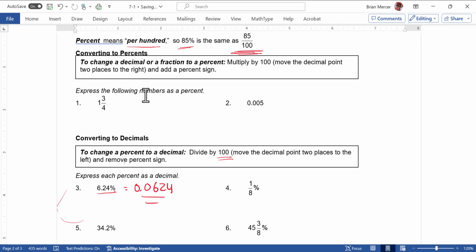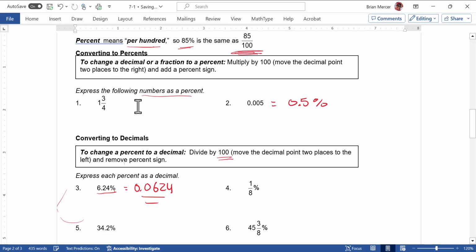Going the other way, writing a number as a percent, that means multiply by 100 or move the decimal point 2 places to the right. And so 0.005, if you multiply that by 100 or move the decimal point 2 places to the right, that's just 0.5, but then you include the percent.